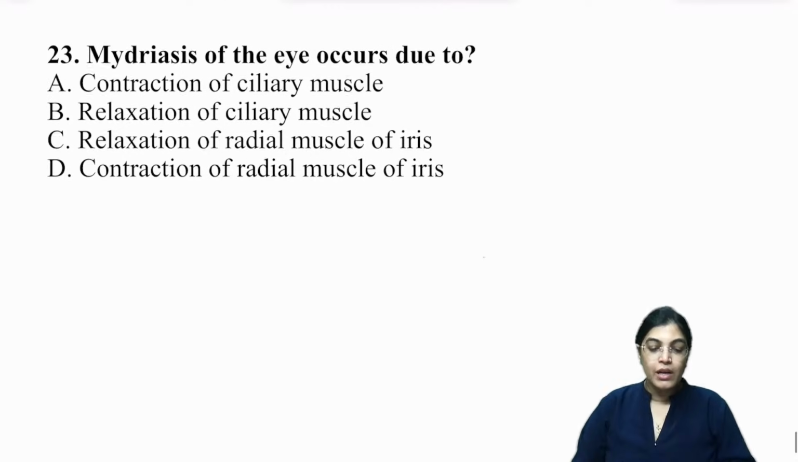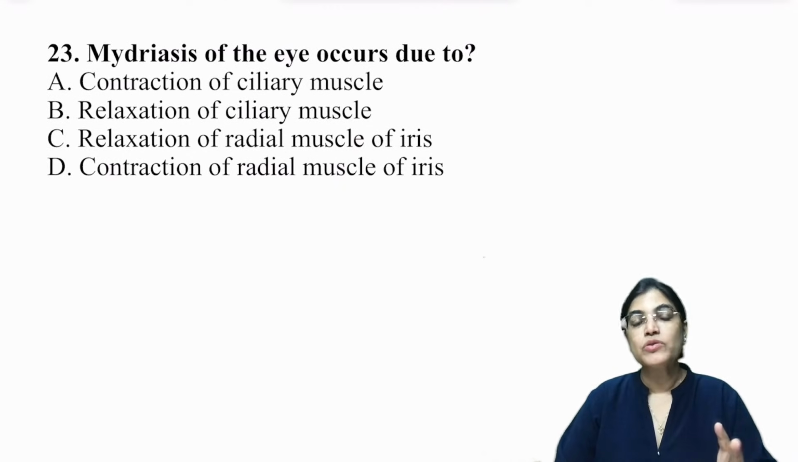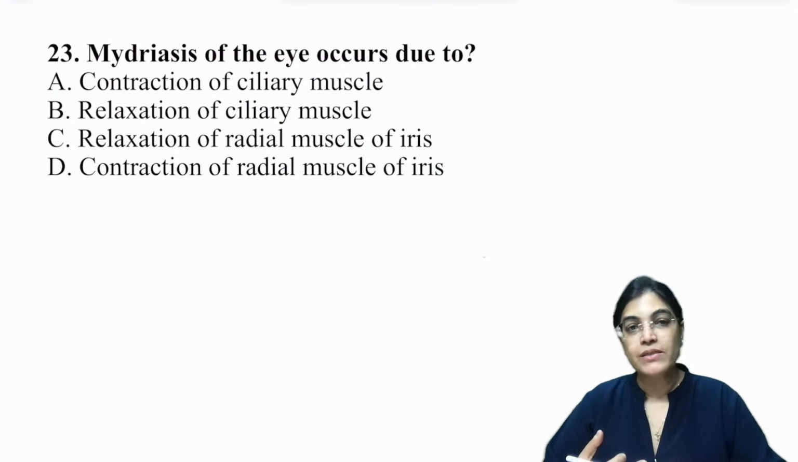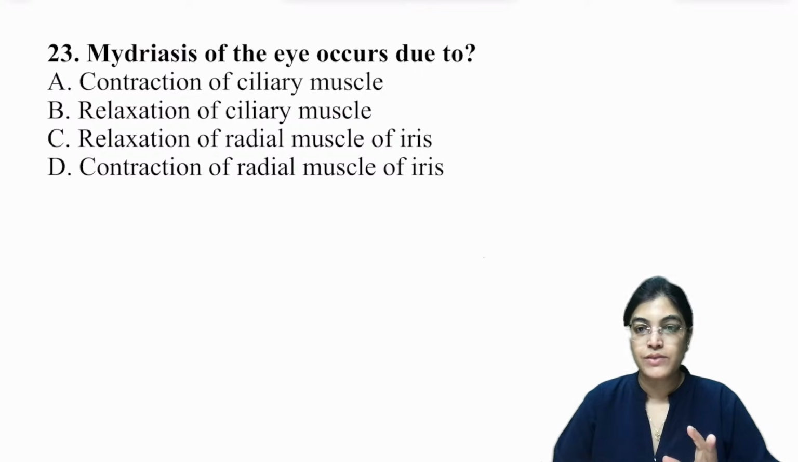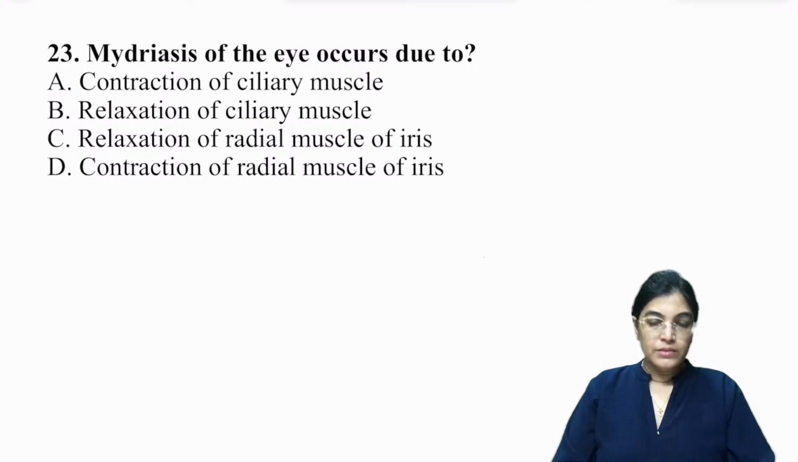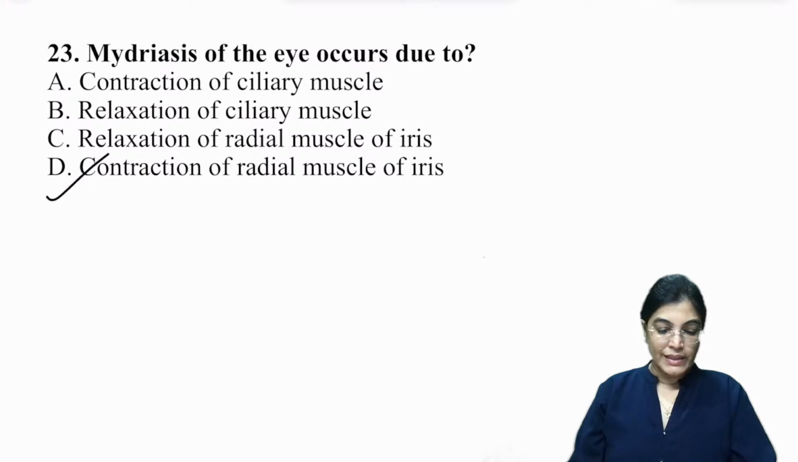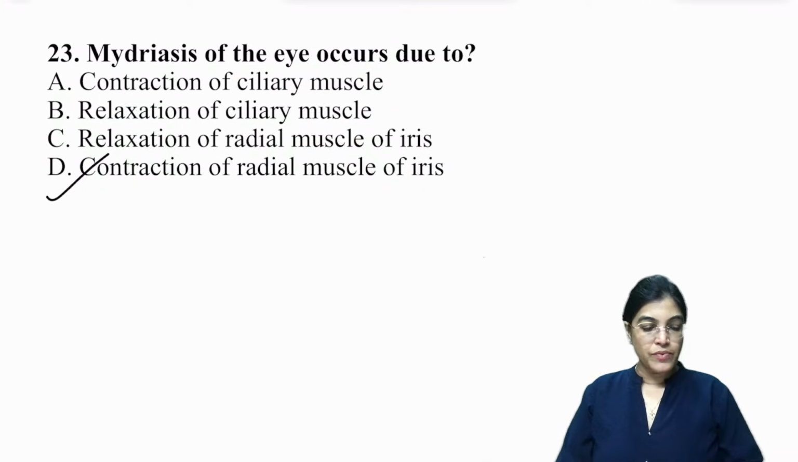Okay, now coming to mydriasis of the eye. Dilatation of the pupil occurs due to which of the following actions of the muscle? Contraction of ciliary muscle, relaxation of ciliary muscle, relaxation of radial muscle of iris, contraction of radial muscle of iris. So you have to mark the most correct answer. Okay, so mydriasis means dilatation of the pupil, and it happens due to contraction of the radial muscle of the iris. Contraction of the radial muscle of the iris is the right answer, dear.